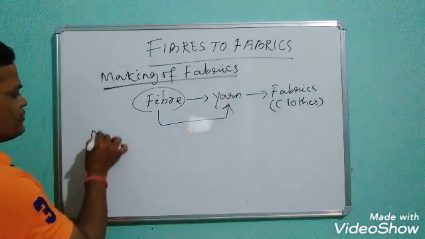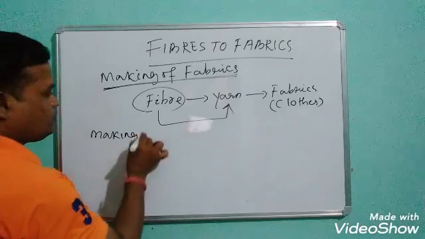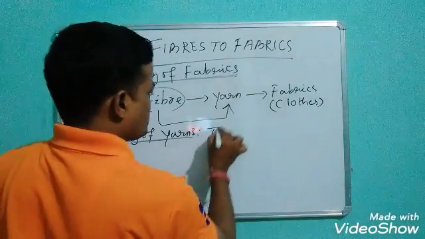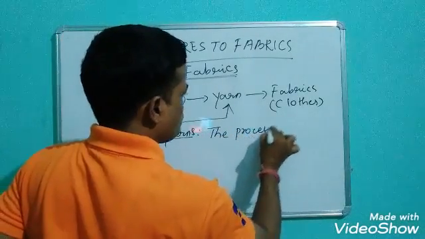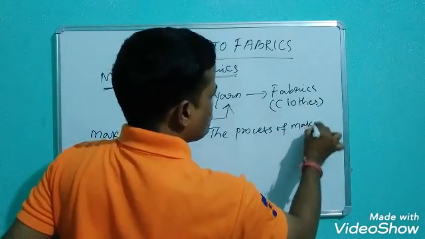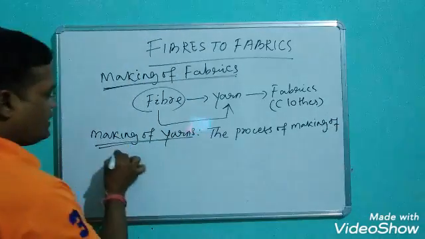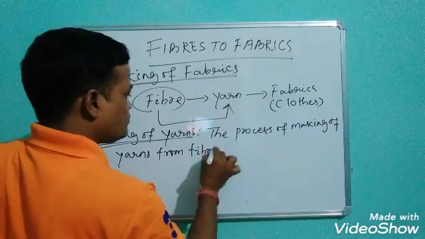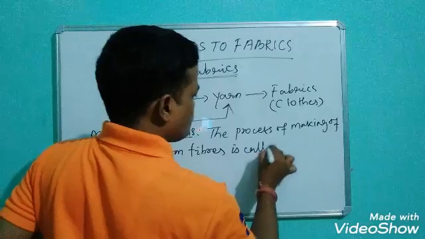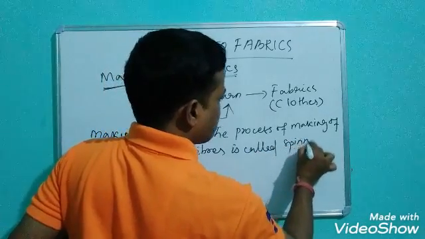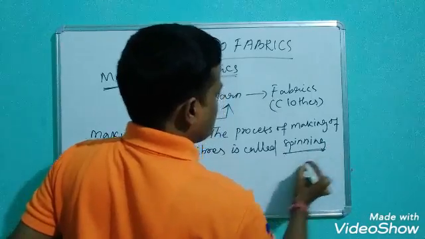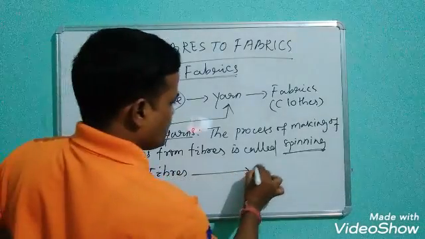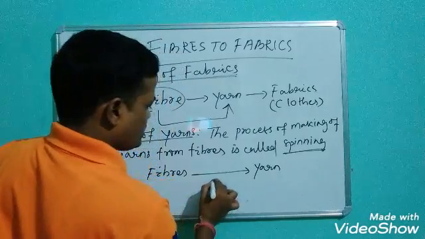The making of yarn. The process of making yarns from fibers is called spinning. So fiber to yarn is called spinning.